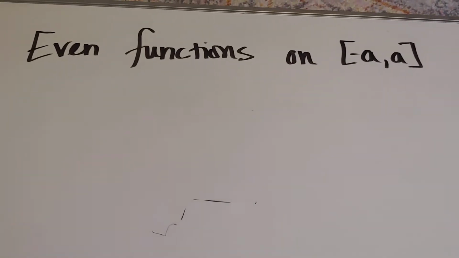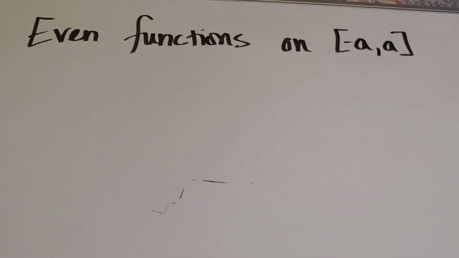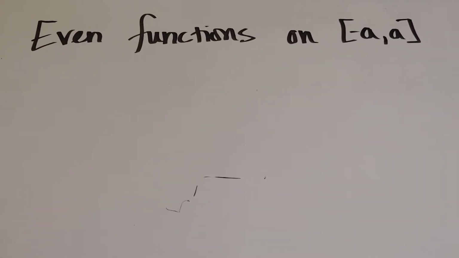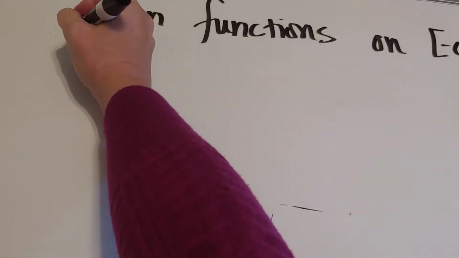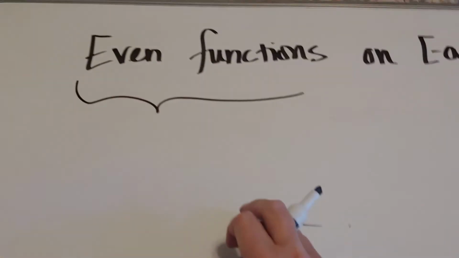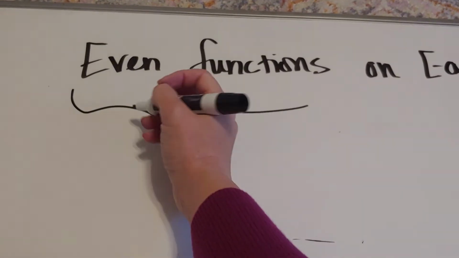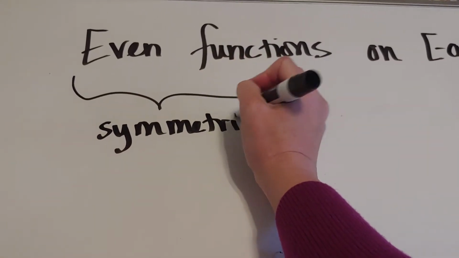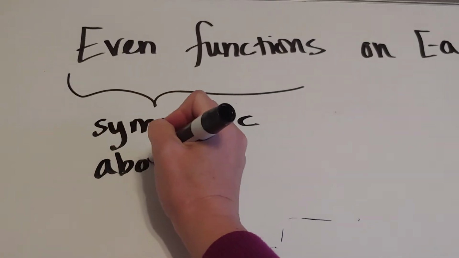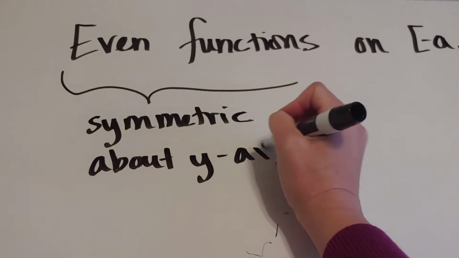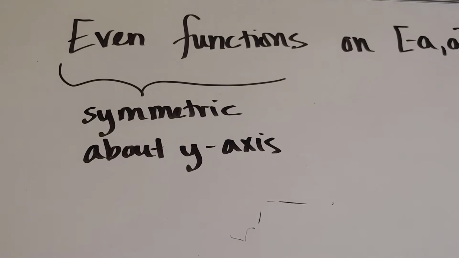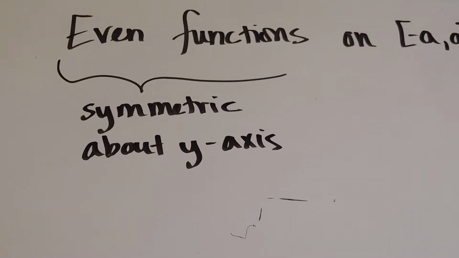All right, in this video, we're going to look at even functions on a very specific region, which is from -a to a. So let's first start with what is an even function. An even function, you're like, it's a function that's even. Yeah. But what it means is that you're symmetric about the y-axis. So mirror images about the y-axis. If you folded your graph on the y-axis, you'd get a perfect mirror reflection.